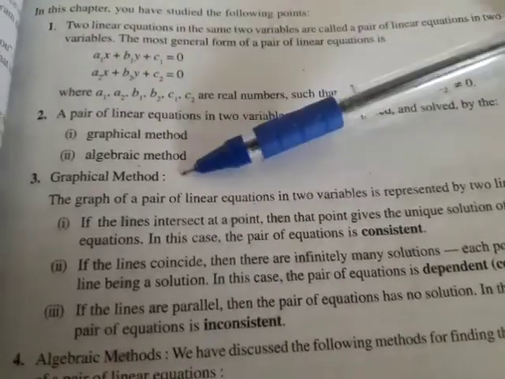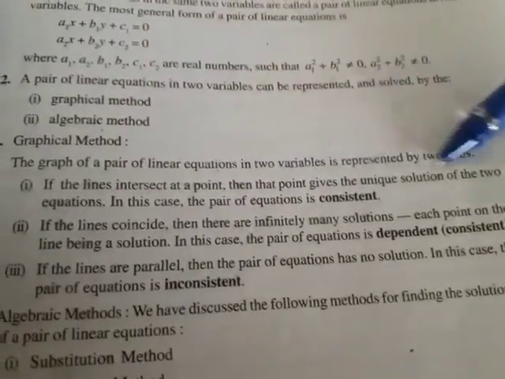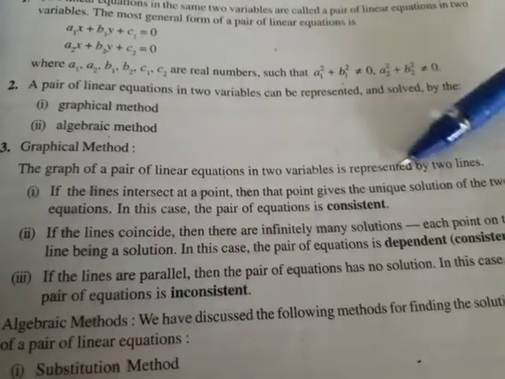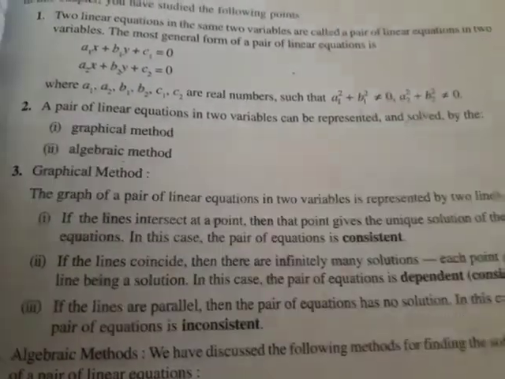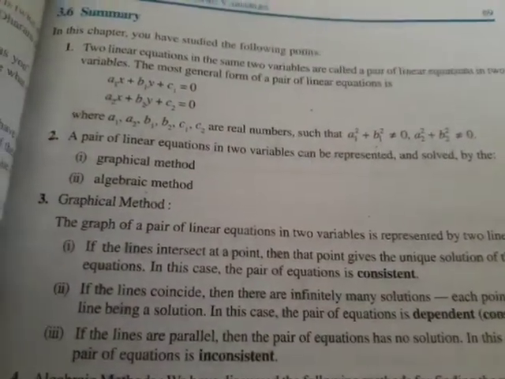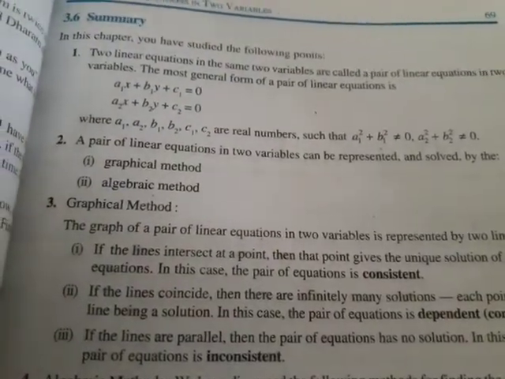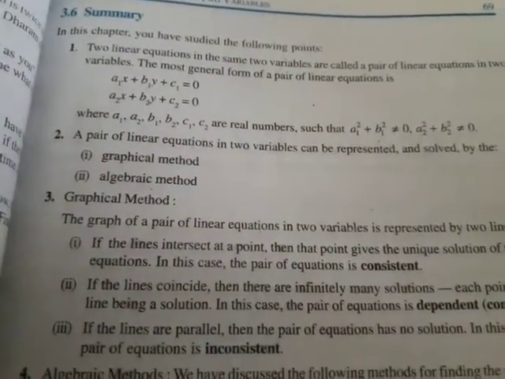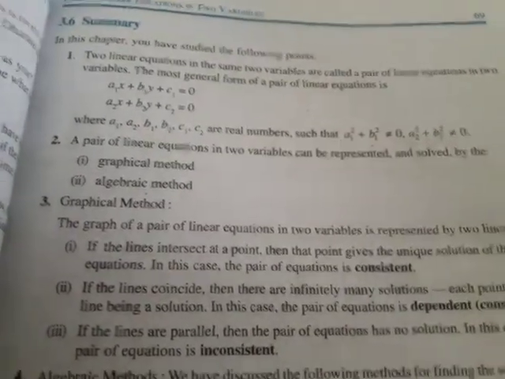In the graphical method, we know graphical method means we need to draw graphs, right? The graph of a pair of linear equations is represented by two lines. How do you know it can be represented by two lines? We have learned in previous classes. Linear equations are not new to us. We have been learning linear equations right from class 7, right? So what will be the graphical representation of a linear equation? It will be a straight line. We have learnt that even in class 9.